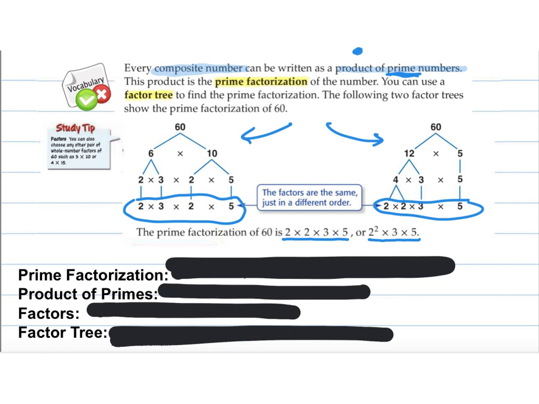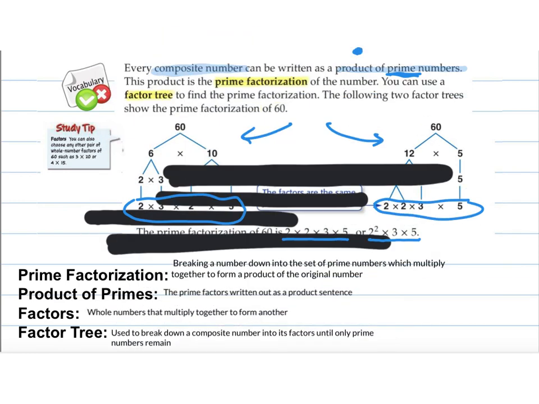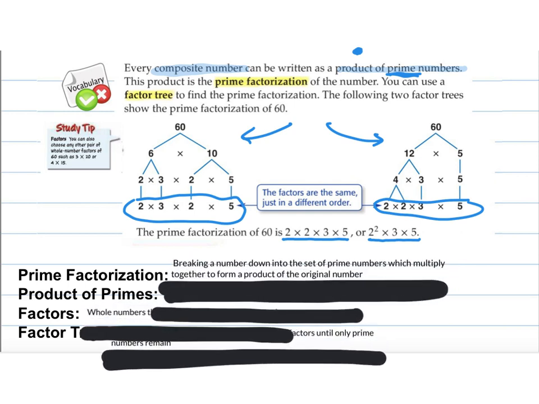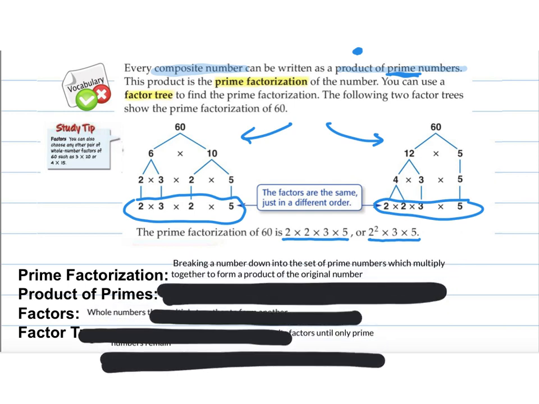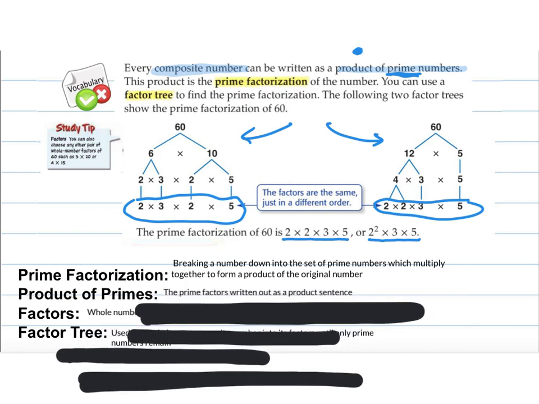So some vocabulary here on the bottom, just to break it down, that didn't come all at once. Prime factorization is breaking a number down into the set of prime numbers which multiply together to form a product of the original. So again, you're factoring, you're just breaking down the number until all that's left are the prime numbers. Product of primes, that's just when you write out those prime factors as a number sentence. So this would be a product of primes. I'm multiplying to show that that makes 60. So it's my product of primes. 60 is my product. Those are my primes listed out.